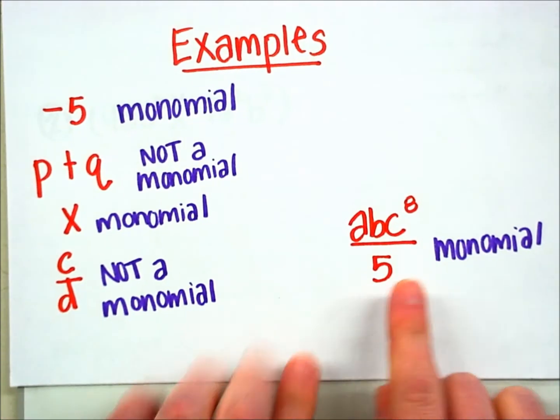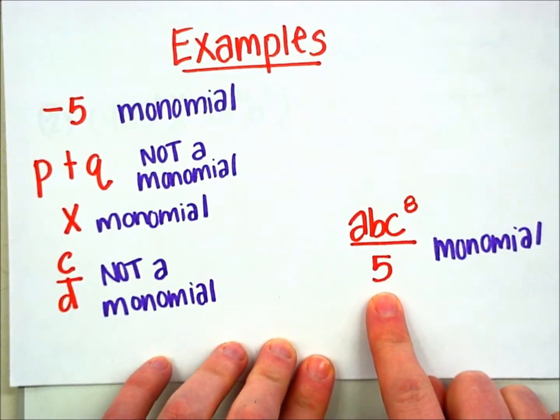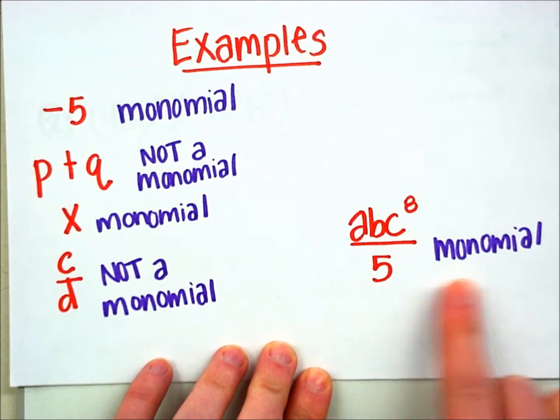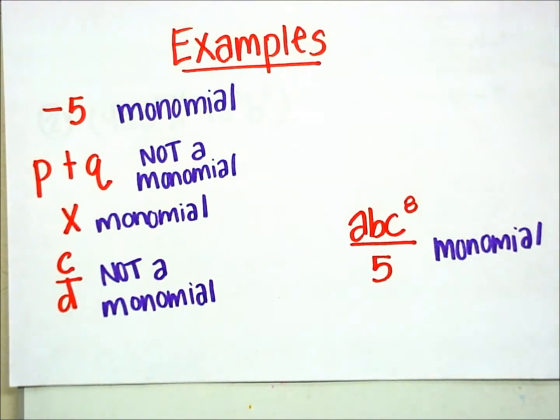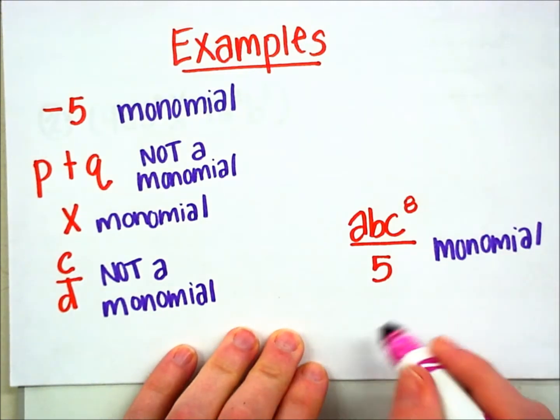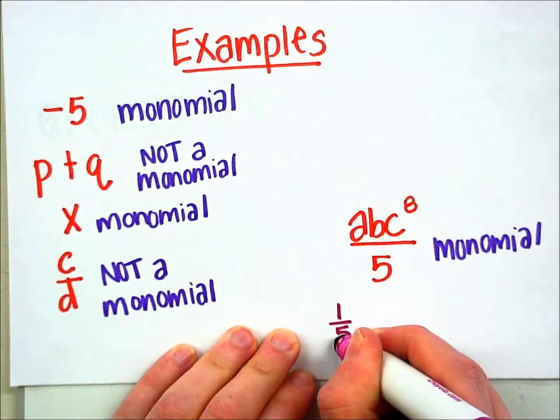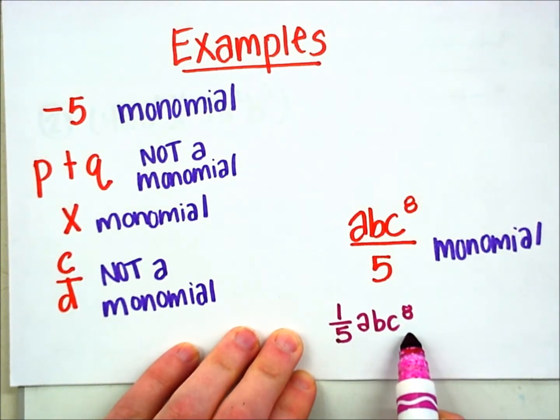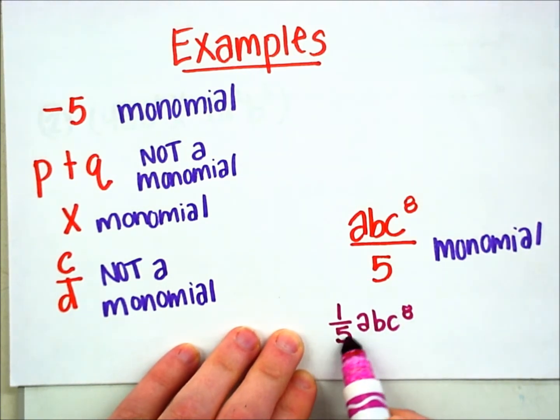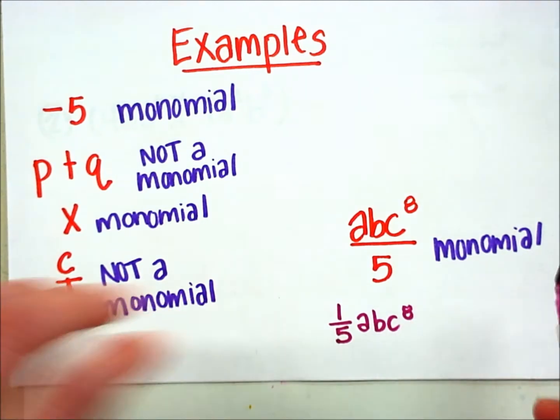Notice that the next example, ABC to the 8th power, all divided by 5, is a monomial. ABC to the 8th power divided by 5 is the same as me saying 1/5 ABC to the 8th power. So this is a product. This is all a product. Okay?